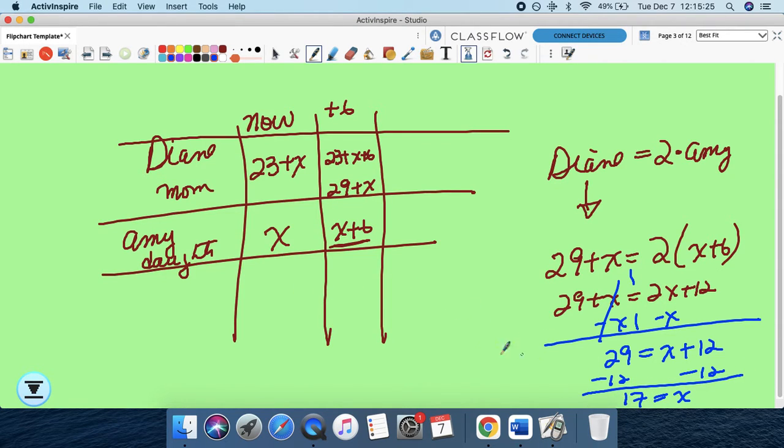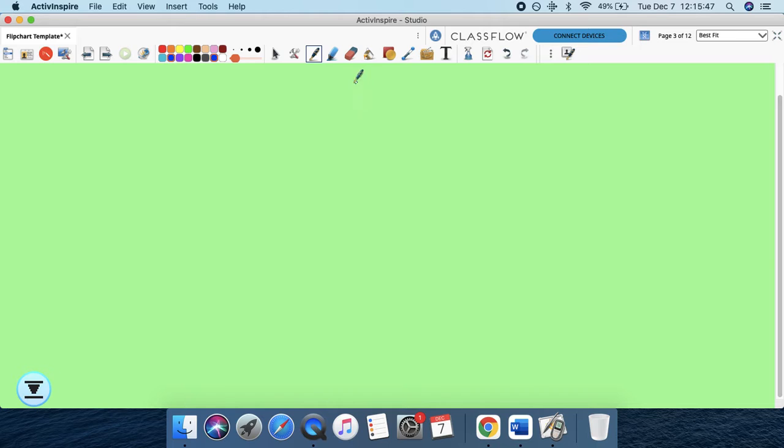So, which means the daughter right now, she's 17 years old. Which means the mom, 23 plus 17, she is currently 40 years old. In 6 years, the mom's going to be 46 years old, right? And in 6 years, Amy is going to be 17 plus 6, she's going to be 23. Look, they're double each other. You'll get the hang of it as you do this.